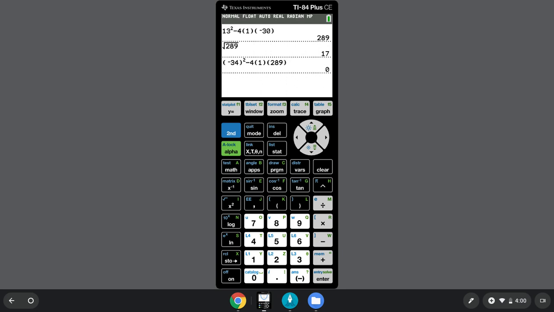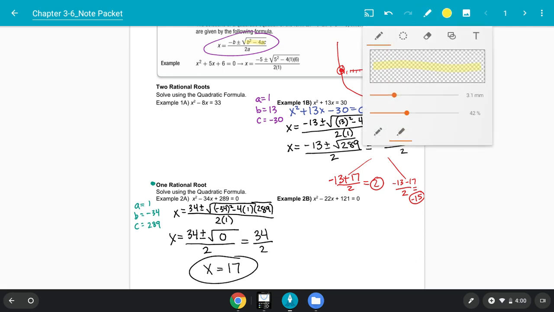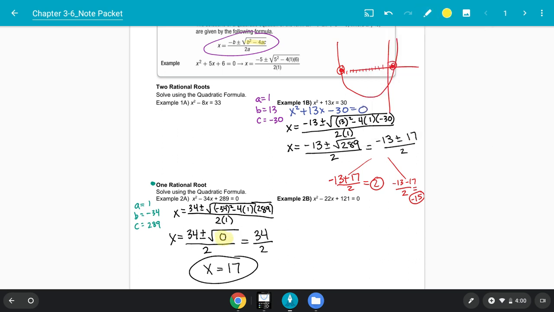Okay, 0. All right. And then divided by 2. Well, square root of 0 is just 0. So what we have is 34 divided by 2. So x equals 17. That's your only option. And that's because this guy came out to be 0.